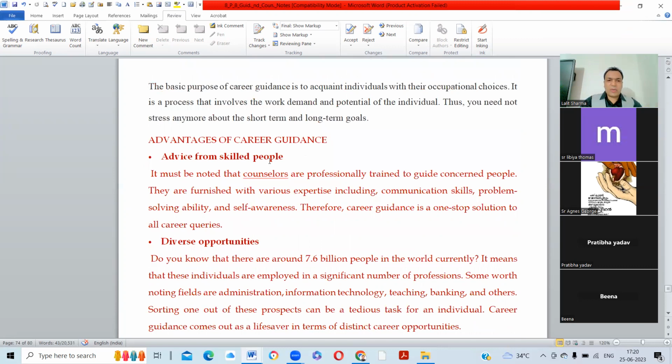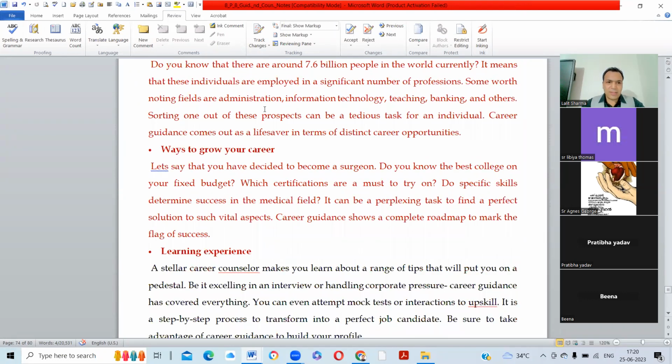And see, what are the advantages of career guidance? Advice from skilled people. For example, you are not aware of that, being a teacher. So guys, what you can do is call a guest faculty. Any friend of yours having particular knowledge in career options, you can call to the school. You can arrange one lecture in your class, right? See how much the children's level increases. Are you getting my point? So these are the advantages of career guidance.